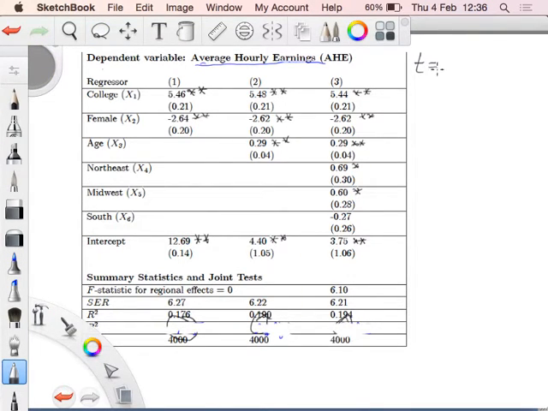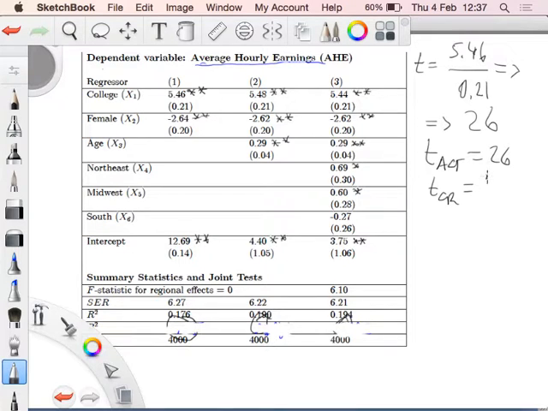T is then 5.46, as your colleague said, over 0.21. What do you think, guys? What's the value for this? 26. Wow, 26. So T actual is 26, and T critical for 1% is 2.58. This is greater than 2.58, right? So you put the 2 stars next to it, and these 2 stars imply that the coefficient estimates are significant at the 1% level.